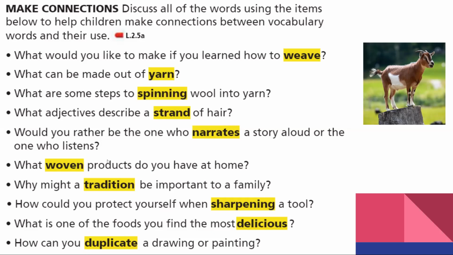Next, would you rather be the one who narrates a story aloud or listens to? I like to do both. I like to tell and listen to stories. Next, what woven products do you have at your home? My favorite one is a blanket that my grandma made me. Your next question, might a tradition be important to a family? Well, that might be different for each of your families, what tradition you have and why it's important.